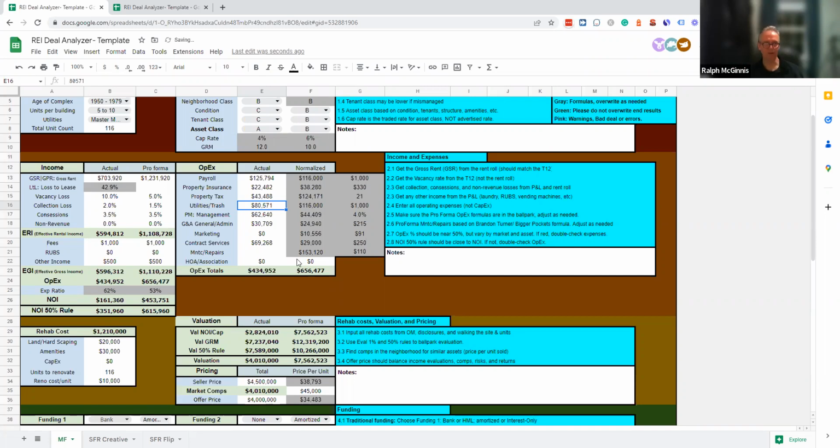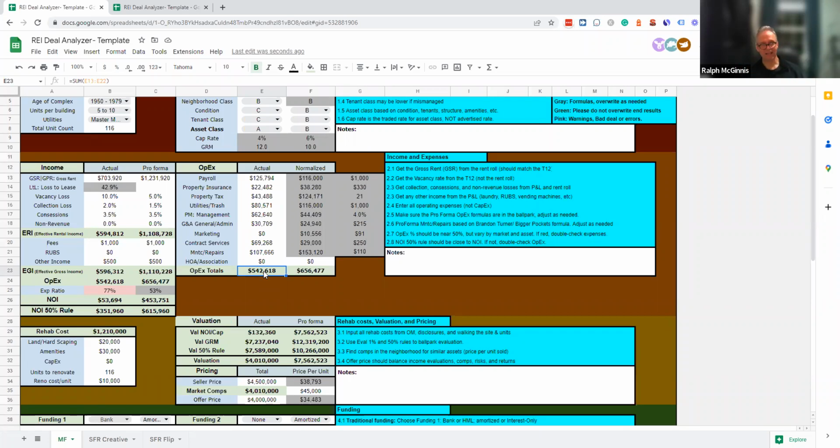Utilities, there's going to be some form of utilities that the apartment complex has to pay for. Even if the units themselves are individually metered, what about the parking lots? What about the common spaces, right? So try to get everything you can here to come up with the OpEx totals. And you won't get that a lot of the time. A lot of times they'll just tell you, yeah, we don't have all that, or my client doesn't have all that. This is what he's got.